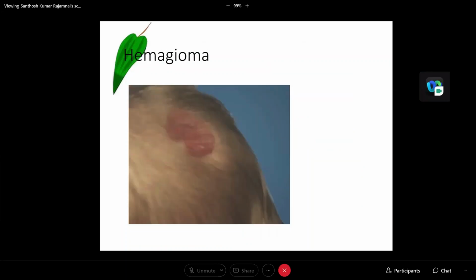Another rarer swelling in the neck is the hemangioma. If you see a swelling that is pulsating, and you palpate it and you feel the pulsation and there is a bruit, the swelling is probably a hemangioma, right?